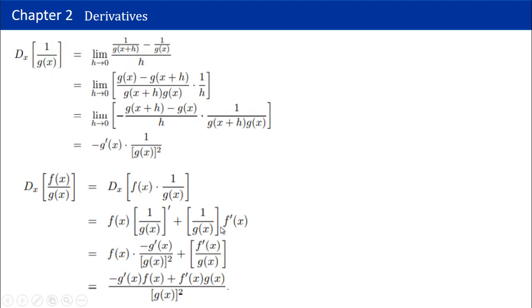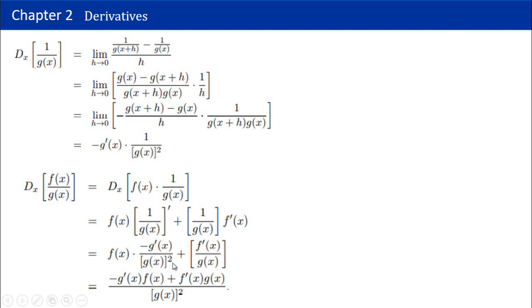Then, plus, this one is copy. So, we copy and then the derivative. So, that is f prime of x over g of x. And then, by having this one, the LCD is g of x squared. So, g of x squared and negative g prime of x times f of x, of course, plus f prime of x times g of x.